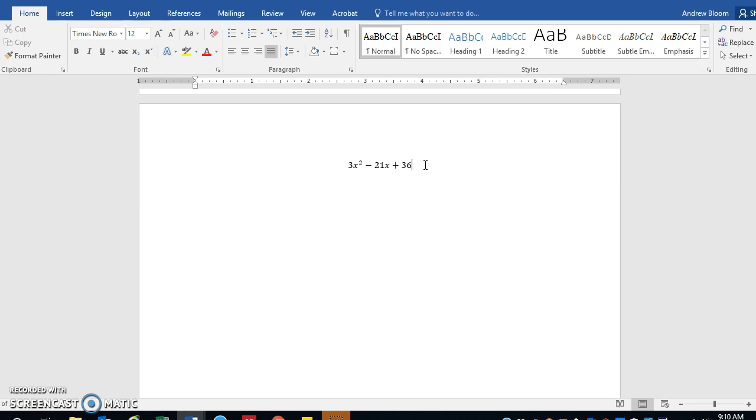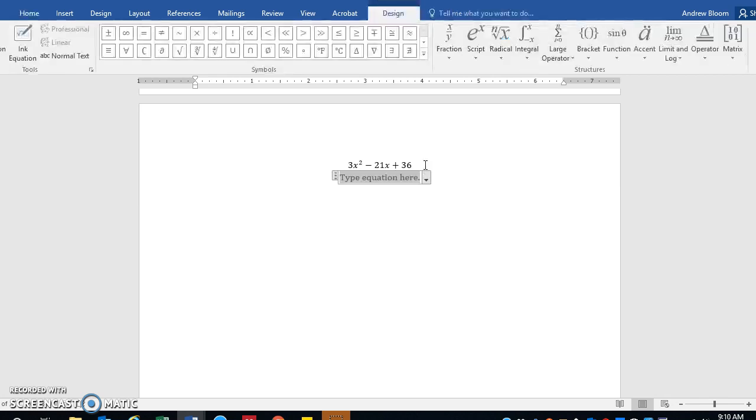You don't want to go through the process of figuring out what numbers multiply to be 108 and add together to be negative 21. So do yourself a favor and go ahead and pull out that GCF right now. We see that 3 goes into both 3, negative 21, and 36. And so this polynomial, when we pull out that GCF, will simplify to be 3 times x squared minus 7x plus 12.